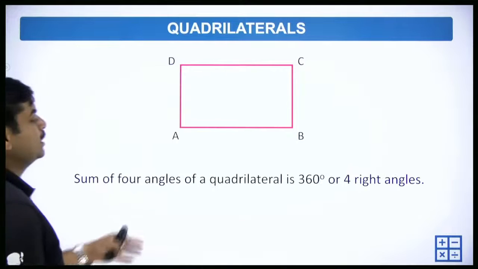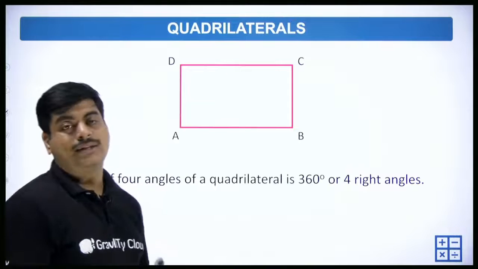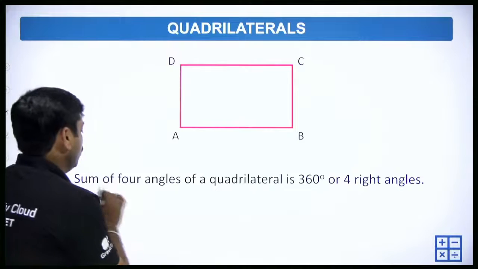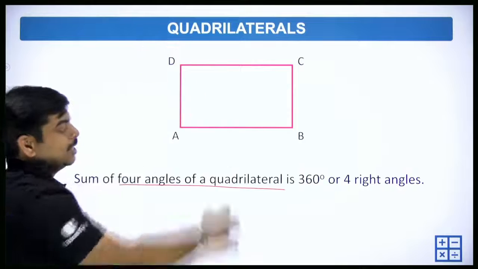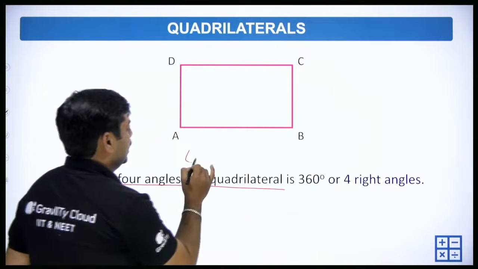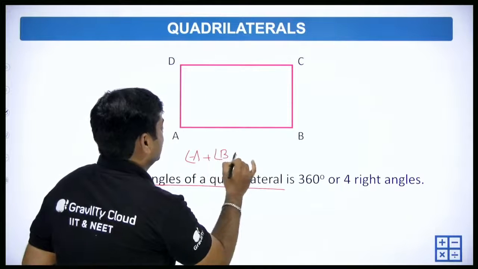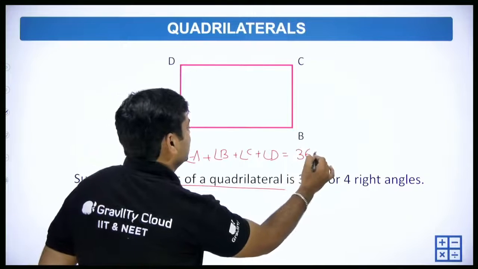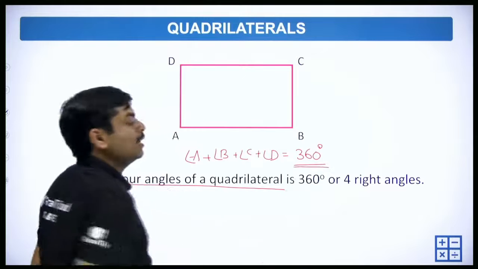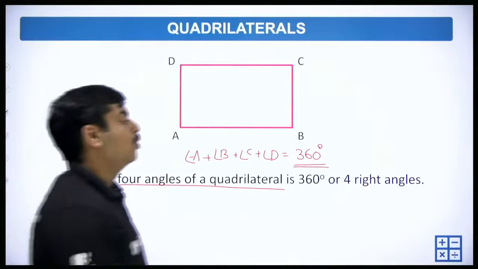Sum of four angles of a quadrilateral is 360 degrees or four right angles. Okay, this is always correct. So what are the four angles here? A, B, C, D, right? So angle A plus angle B plus angle C plus angle D, the sum of all these angles is 360 degrees, or four right angles.